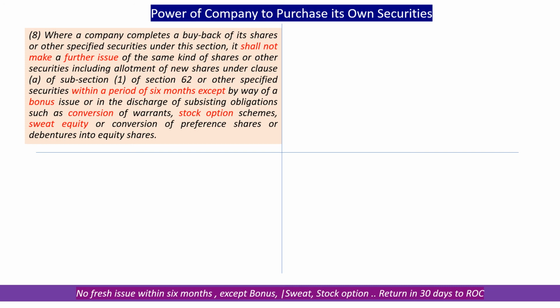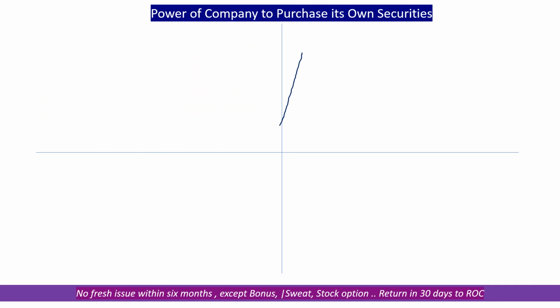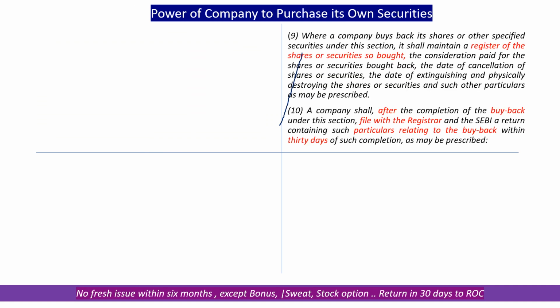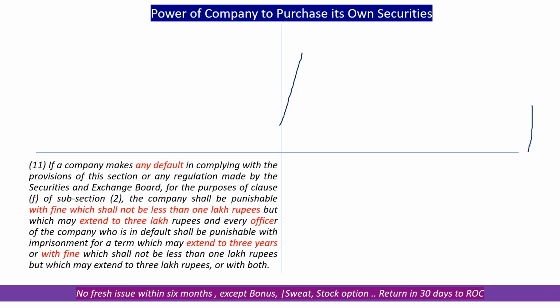And once a share has been bought back and cancelled, it cannot make a further issue of the same shares within a period of 6 months, except for conversion of warrants or stock option schemes or sweat equity. Company after buyback will file the particulars of buyback with the registrar of companies. For any default, there are penalties to the company as well as the officer in default.